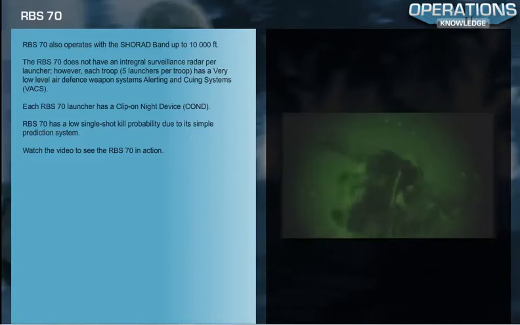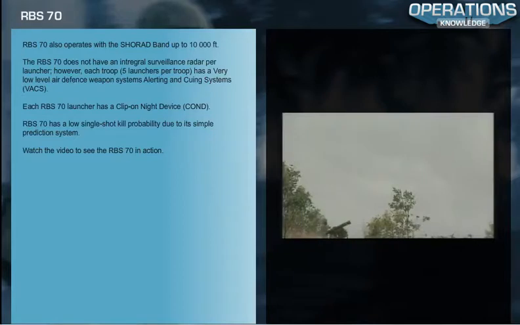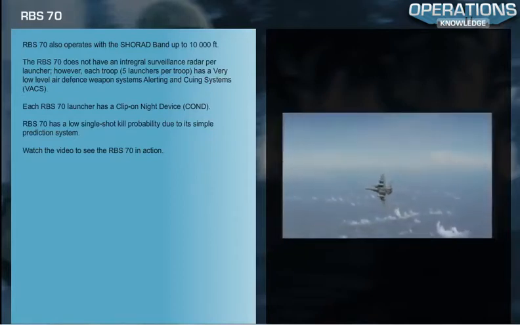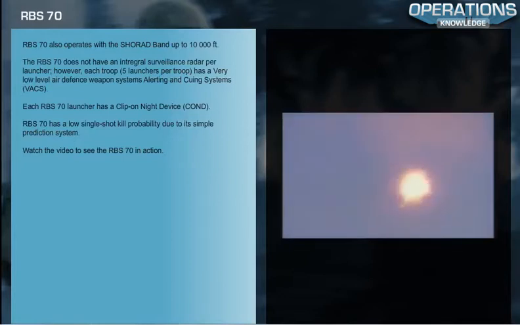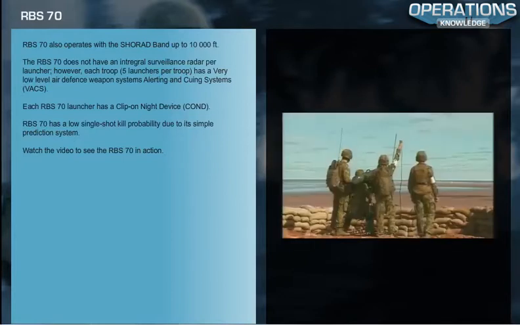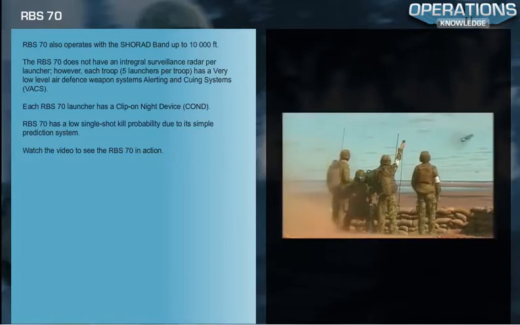A clip-on night device can be attached, and each RBS-70 troop has a very low-level air defence weapon systems alerting and queuing system, VACS. The VACS uses a P-star alerting radar to cue the missile systems of the 5 launchers onto the target. The relevant statistics of the RBS-70 are displayed on screen.